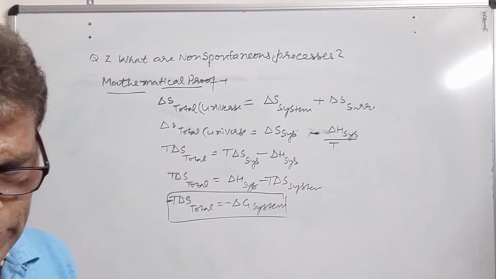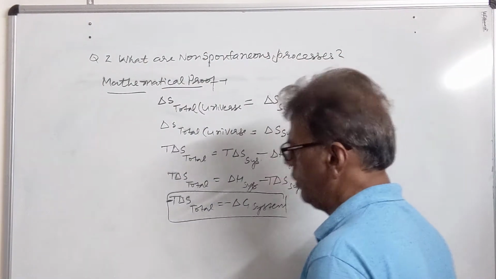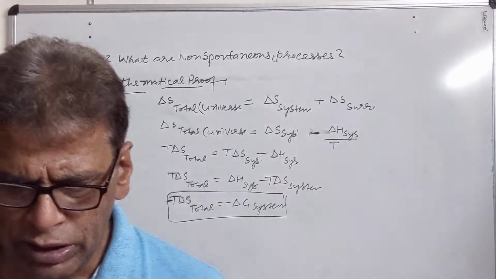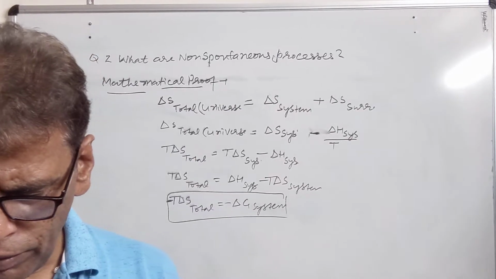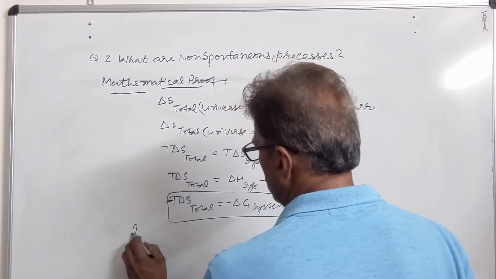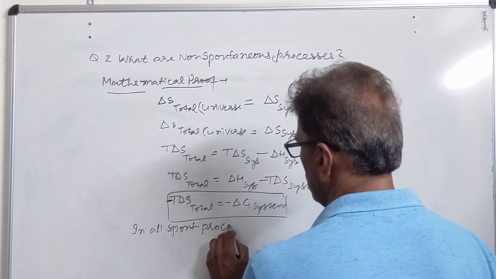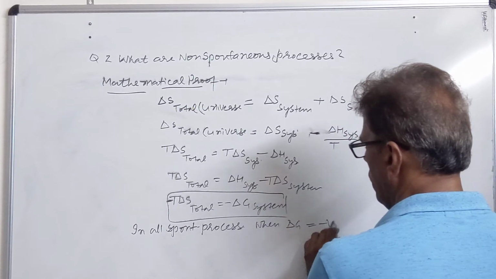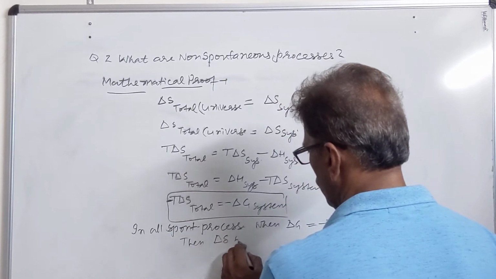When free energy of the system is decreasing, then entropy of the universe is increasing. In other words, it proves that in all the spontaneous processes delta G is negative, delta S is positive. This is called the second law of thermodynamics. So in all the spontaneous processes, when delta G is negative, then delta S would be positive.